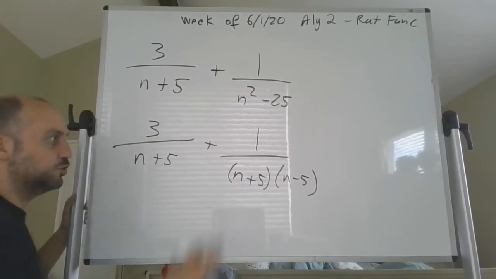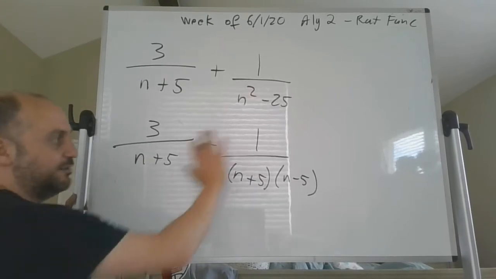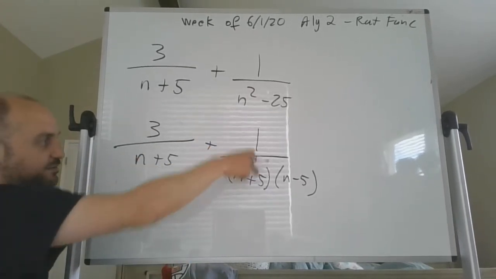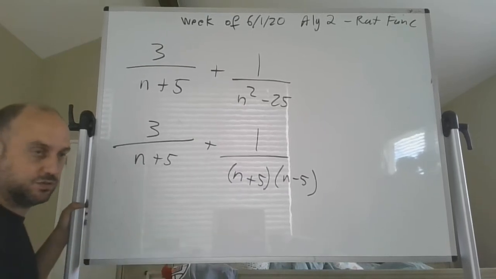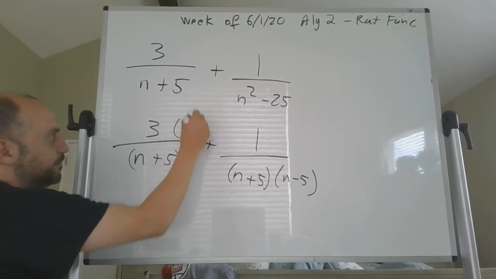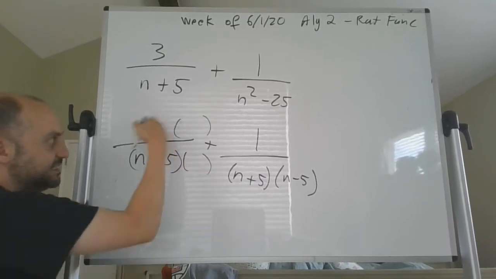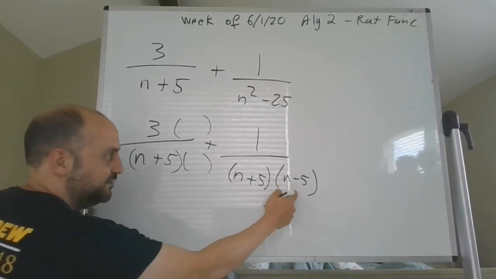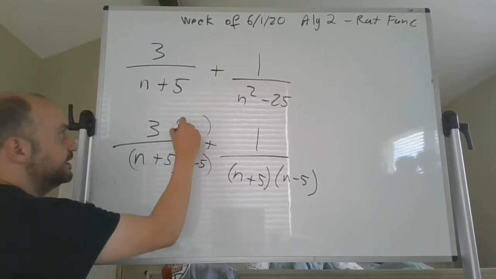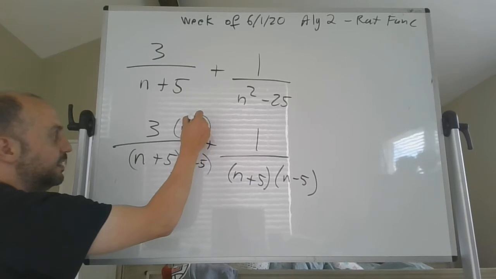So here's what we're going to do. We're not going to touch that right hand fraction, 1 over n squared minus 25. We don't need to. The only thing we need to do is multiply this left-hand one by n minus 5, because that's the only thing that's missing. Once I multiply it by n minus 5, guess what? They're going to have common denominators.